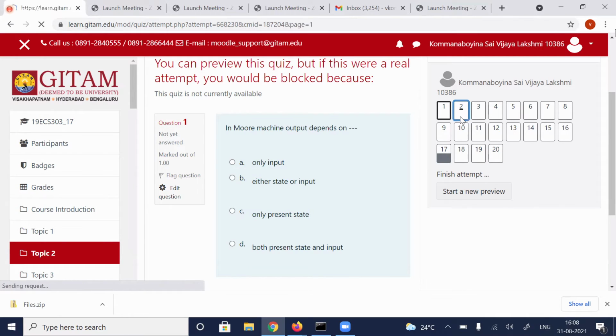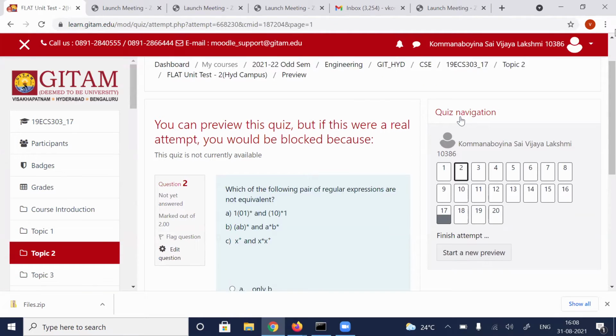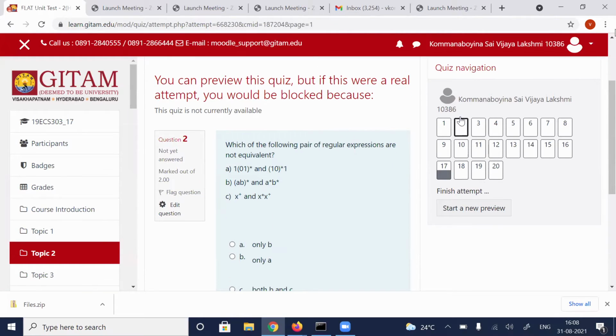Okay, very good. Which of the following pair of regular expressions are not equivalent? Can anyone tell me? Ma'am, I think it's option B. Not equivalent. Very good. X plus X star into X plus is nothing but X plus. Here, if you consider this as epsilon, only one. So option B. Very good.